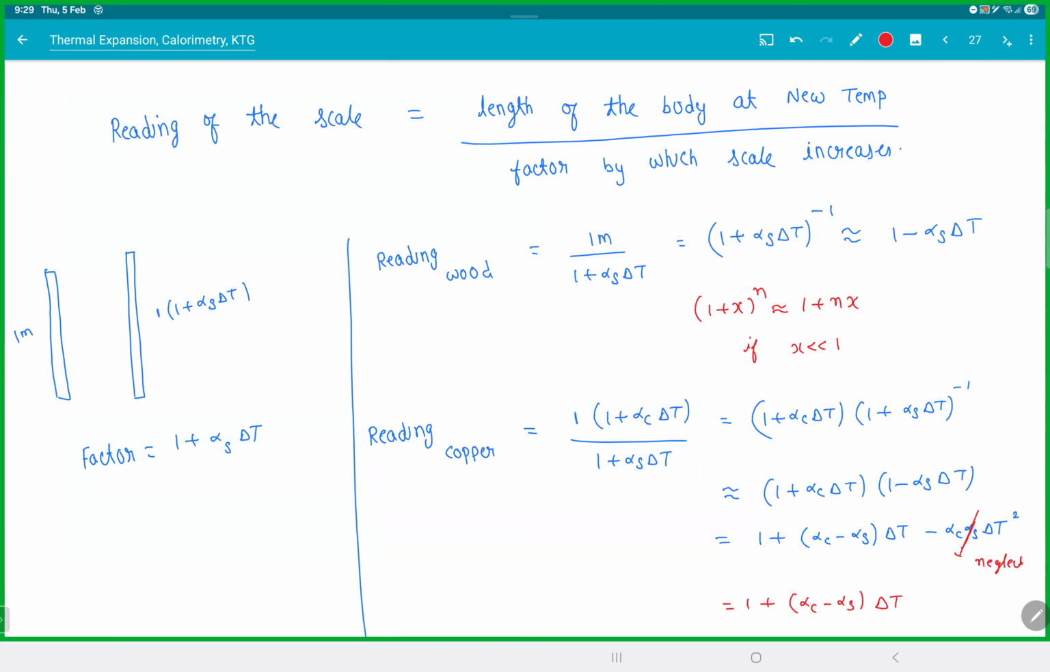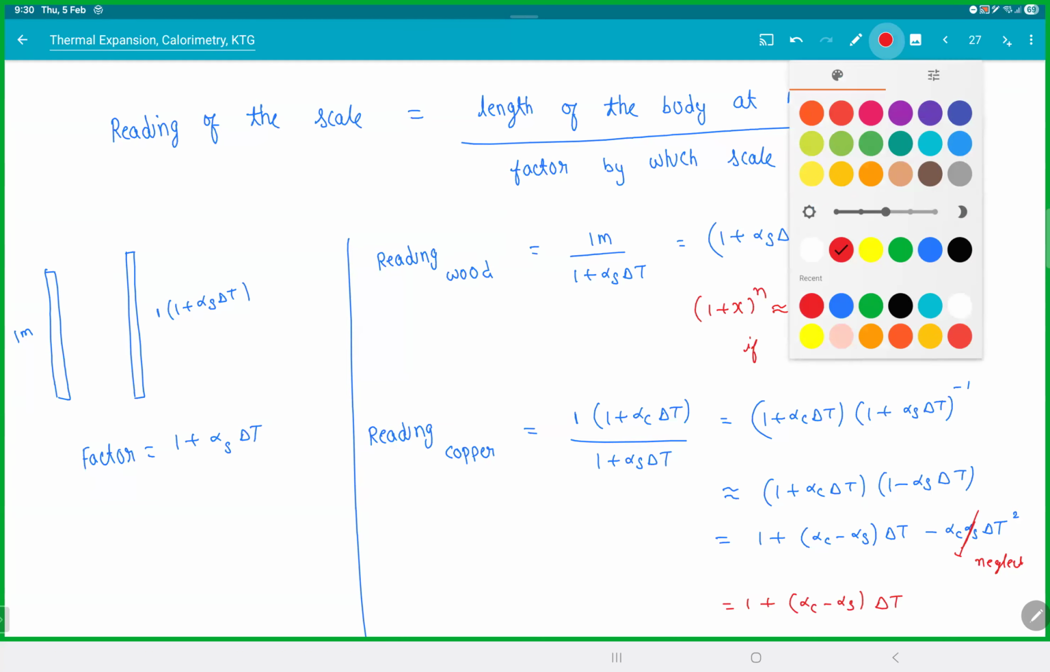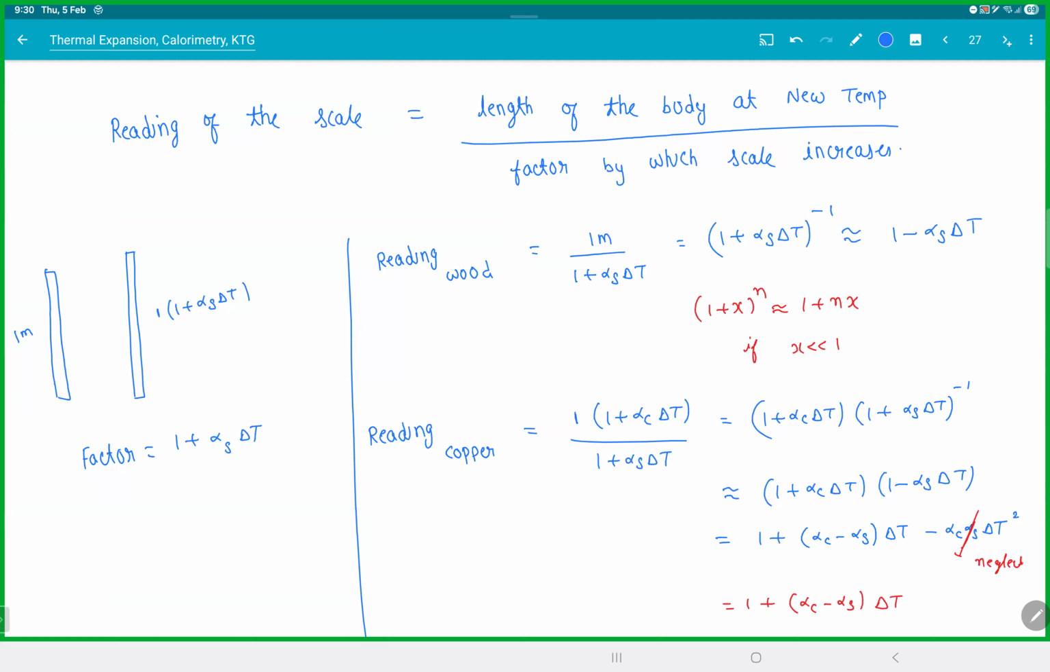So be careful. Final exam options will be like this only. They will not give the division form. Even though it is right, the final options will look like this. Have a look at this. So whenever you change the temperature, your scales get messed up. All clear with this?